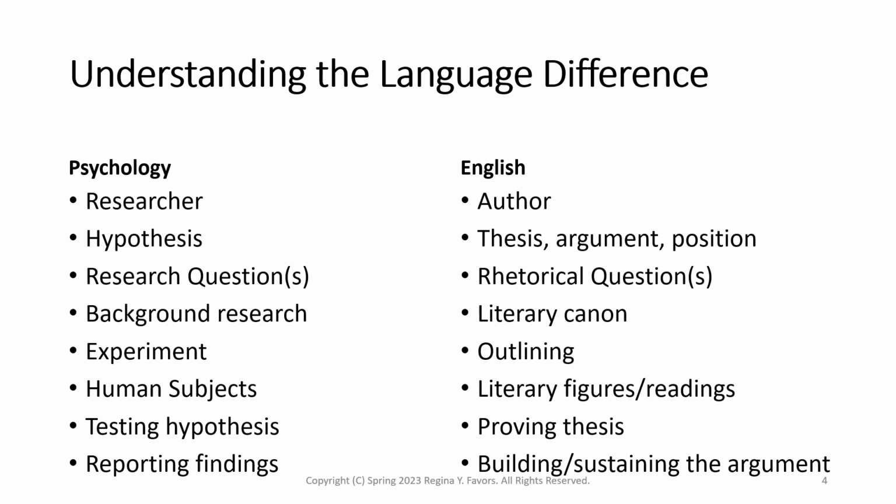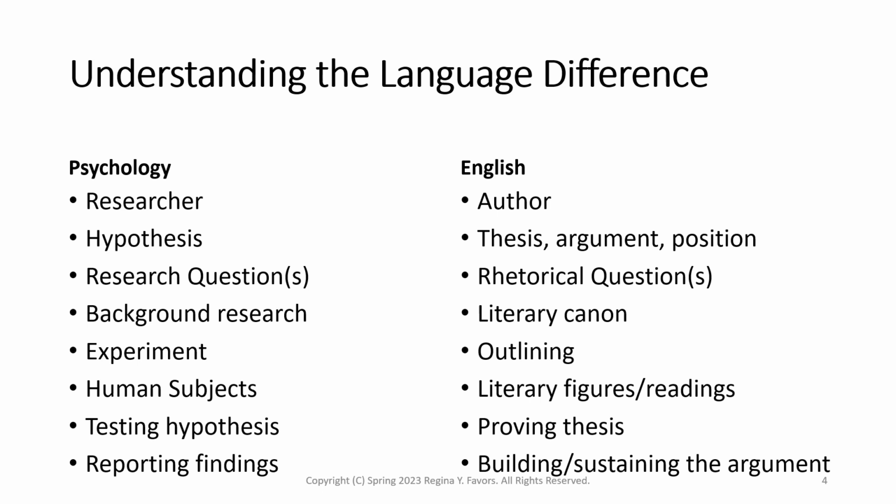But for literary figures, we don't necessarily have to get direct permission from historical literary figures because, of course, they are no longer alive. The way that we get permission in English is just by creating the citation and then adding the works cited page, and that is our way of getting permission. And then in psychology, the researcher is testing one or more hypotheses, but in English we are proving a thesis.